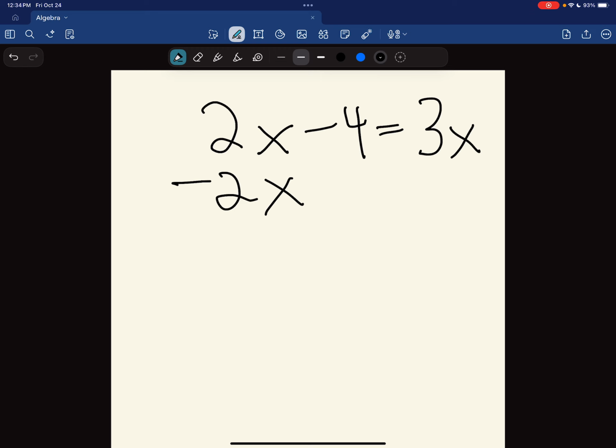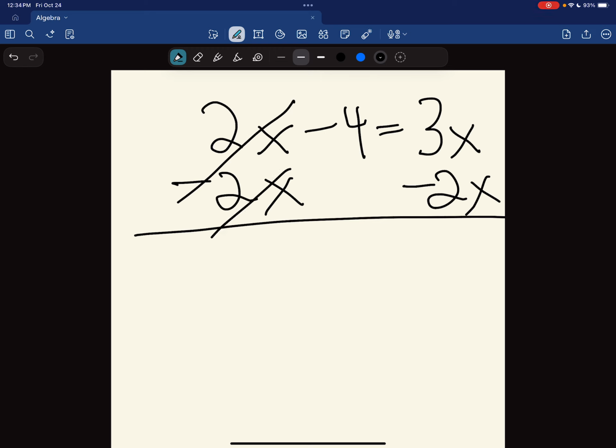So I'm going to subtract 2x from the left-hand side, which means I need to subtract 2x from the right-hand side. So 2x minus 2x, that's just 0. And we're left with minus 4 or negative 4 on the left-hand side. Then we have our equal sign, and then we have 3x minus 2x, which is just x. So we're left with negative 4 equals x, which is the same thing as x is equal to negative 4. And we are finished.